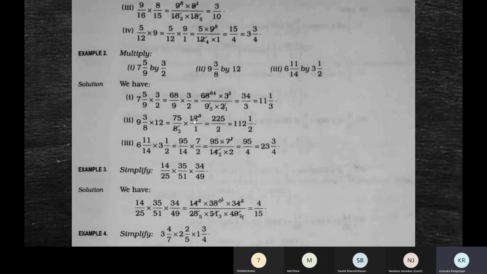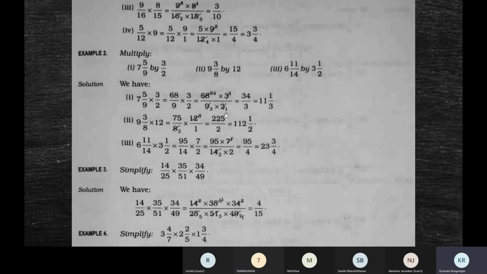Now the thing is 12 and 8. If you are getting confused with this step, you can write the next step. What's the next step, children? If you don't want to cancel here, what will be the next step? If you don't simplify here, what will be the next step? 75 into 12. Correct? Yes, ma'am. Divided by 8 into 1. 75 into 12 divided by 8 into 1.